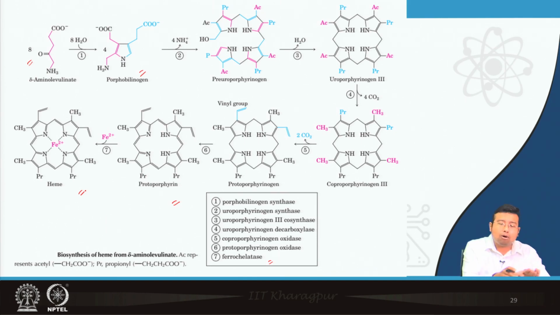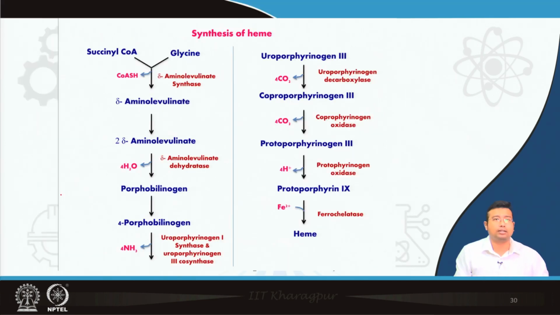Again, the names of the intermediates are necessary, the enzymes are necessary, but the structures are not. Only the final structure of heme is important, where we need to know the substituent groups. If we look into this pathway linearly, it starts from succinyl-CoA and glycine, this is the rate limiting enzyme, and thereafter all the reactions take place, and by the action of the final ferrochelatase enzyme we get heme. We will again be revisiting this pathway when we discuss disorders of heme synthesis that are known as porphyrias.